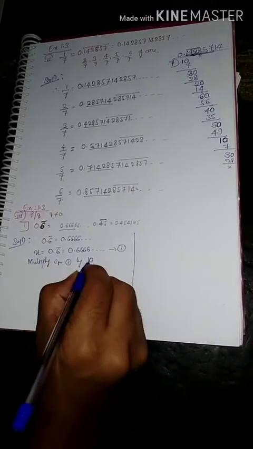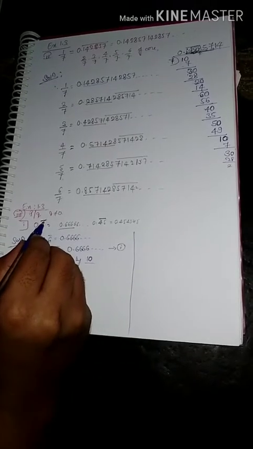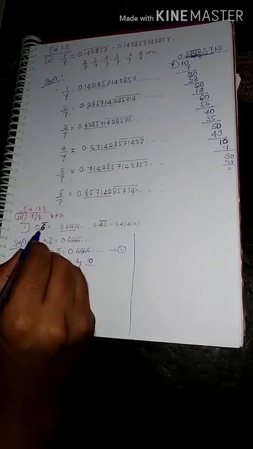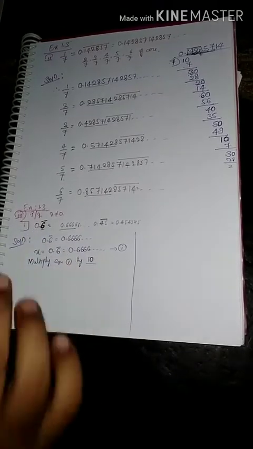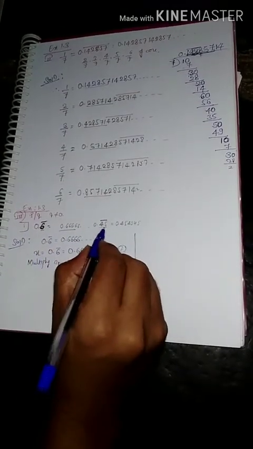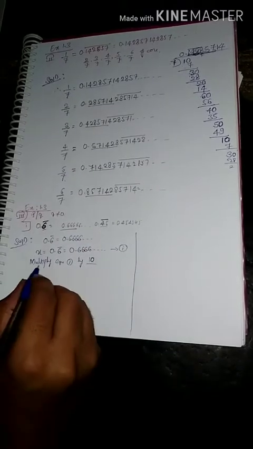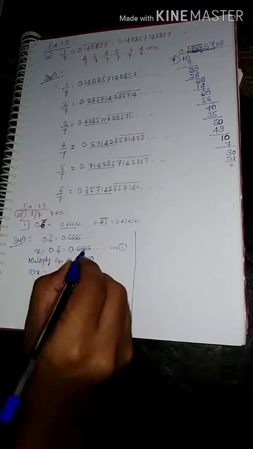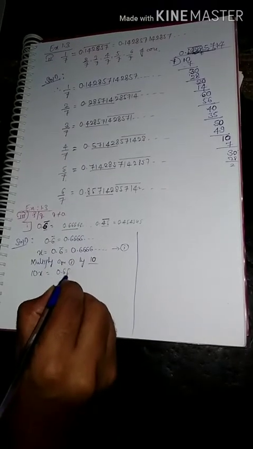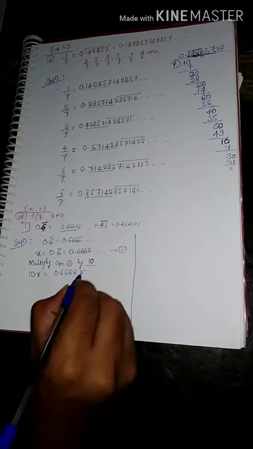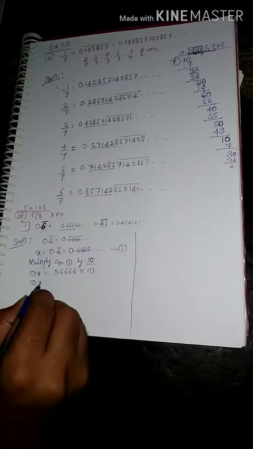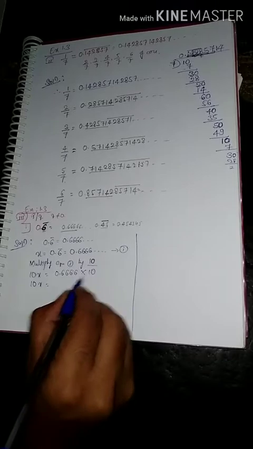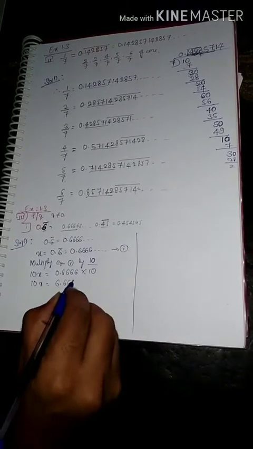Why multiply equation 1 by 10? Because in our question, there is a bar over only one digit, therefore multiply by 10. In case of a bar over 2 digits, we can multiply by 100. Then the LHS becomes 10x and the RHS is 0.6666 into 10. So 10x is equal to 6.666, and so on.